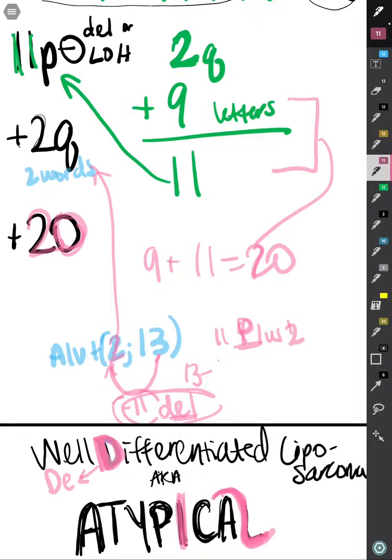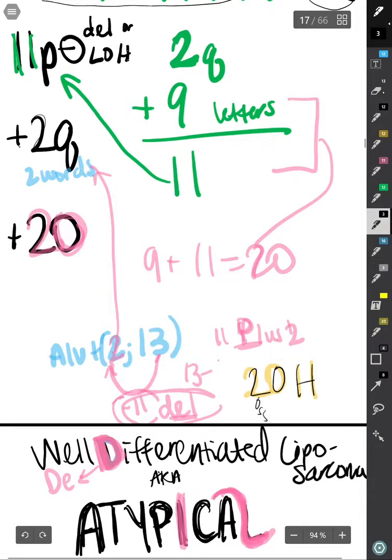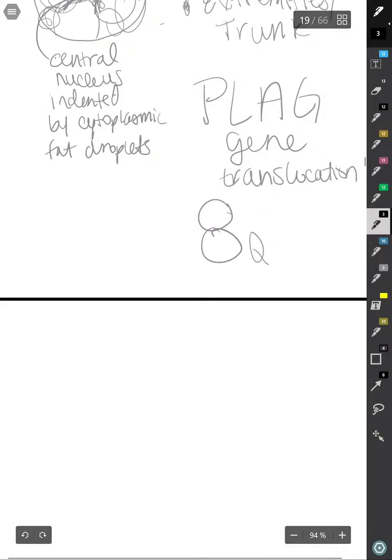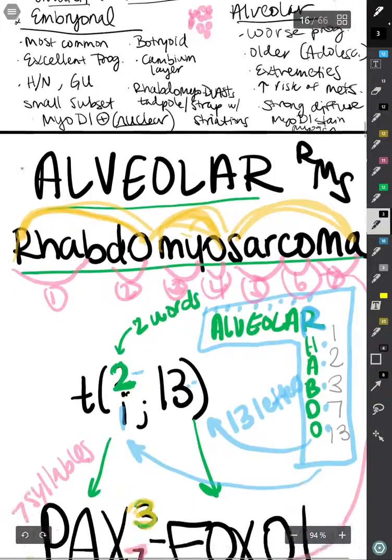Do I have any other little tricks with that? Oh, the loss of heterozygosity. The way that I can remember that: deletion, let's get another color. So you have our 20, and then we have our 11. So here this is like loss of heterozygosity. Heterozygosity. Oops. Okay. So looks like that's going to be the end of our lecture.